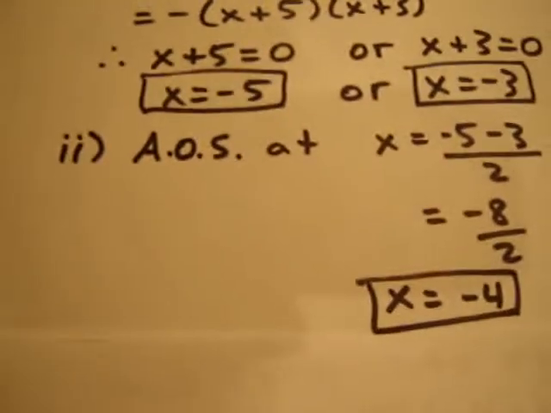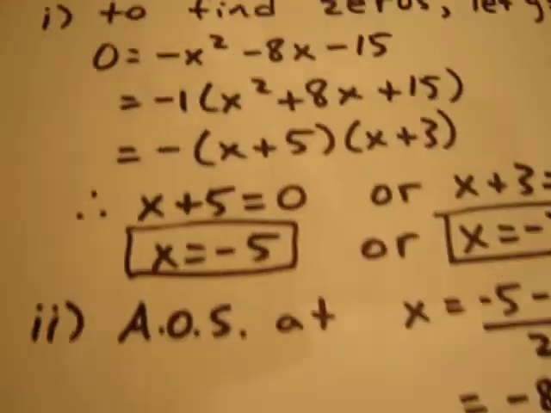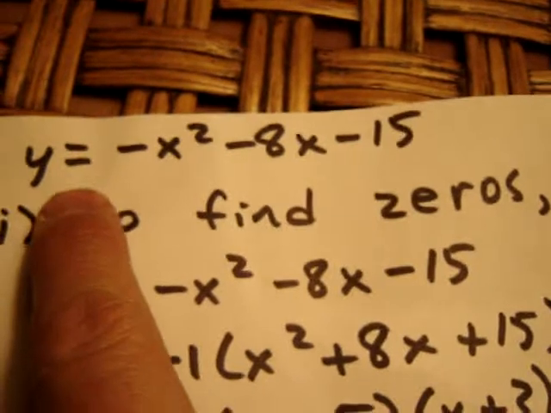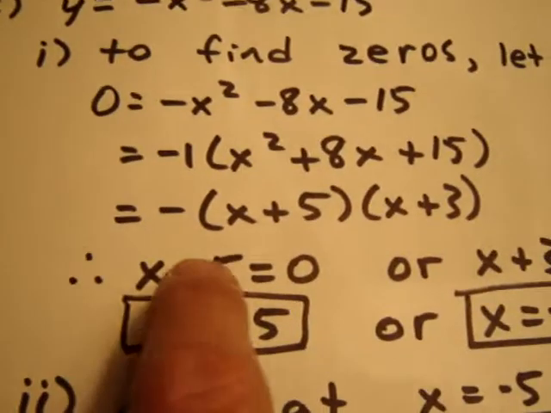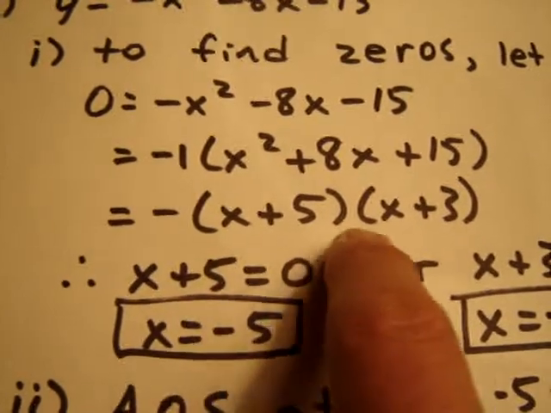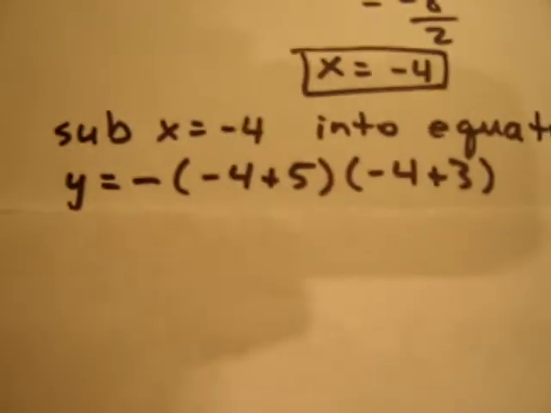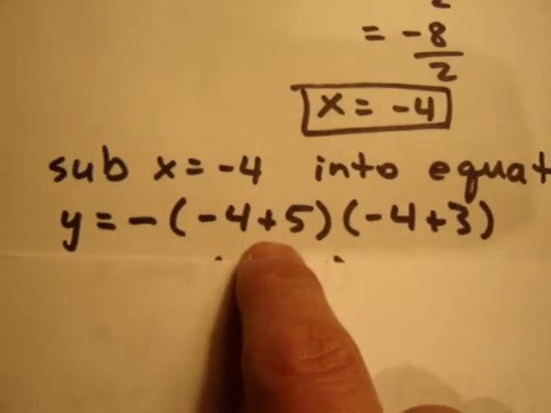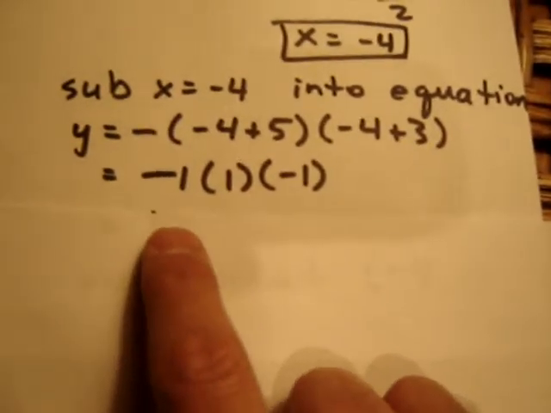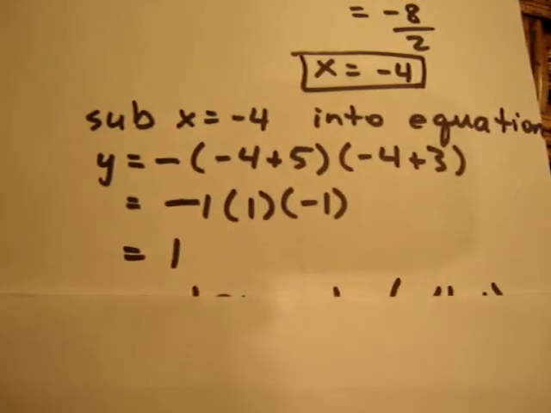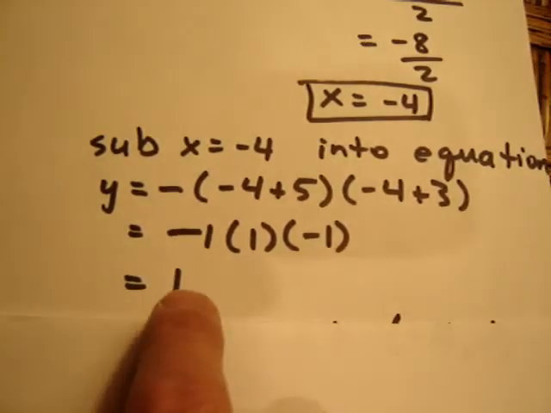If we'd like to know the vertex, then we simply sub x equals negative 4 into one of the parabola equations. Well, we could use negative x squared minus 8x minus 15, but I prefer to use y equals negative, bracket x plus 5, bracket x plus 3. When we sub negative 4 into this equation, we get negative times negative 4 plus 5 times negative 4 plus 3. Well, that's like saying negative 1 times 1 times negative 1, which is positive 1. So our vertex is at x equals negative 4 and y equals positive 1.